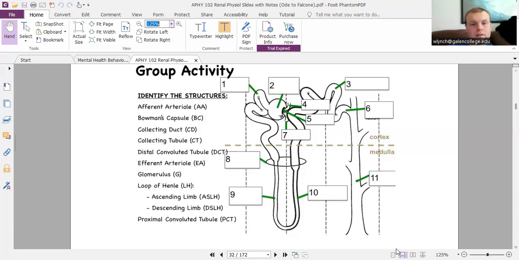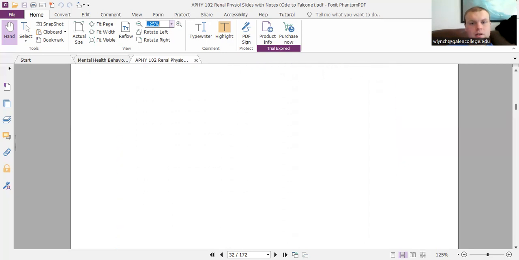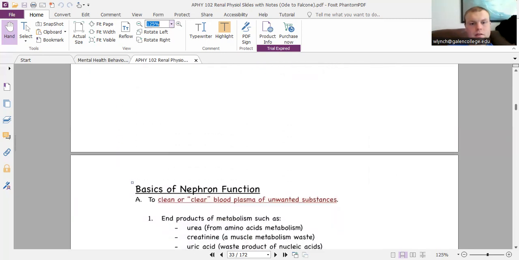All right. So 6 was the collecting tubule. 11 is the collecting duct. All right, labeling those out. Let's see what's next.